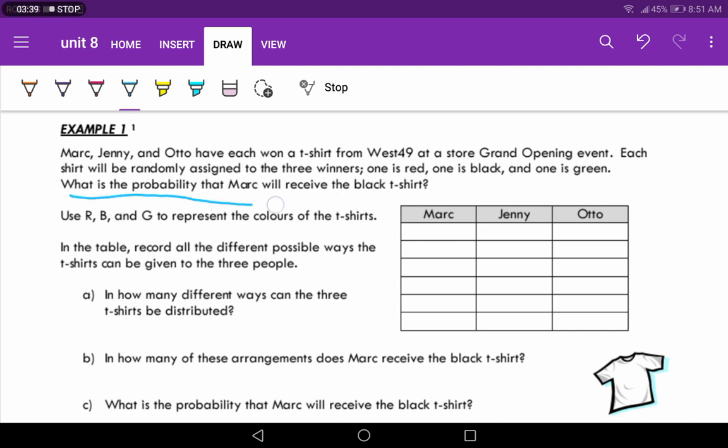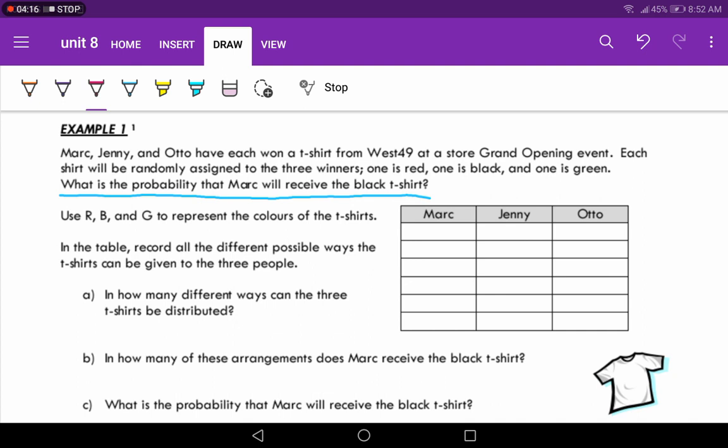I'm just going to underline that so we remember that that is our question. It says use R, B, and G to represent the colors of the t-shirts. In the table, record all the different possible ways the t-shirts can be given to the 3 people. Obviously R is going to represent red, B is black, and G is green. Your table might look a bit different than mine if you do this on your own, but you should have the same outcomes.